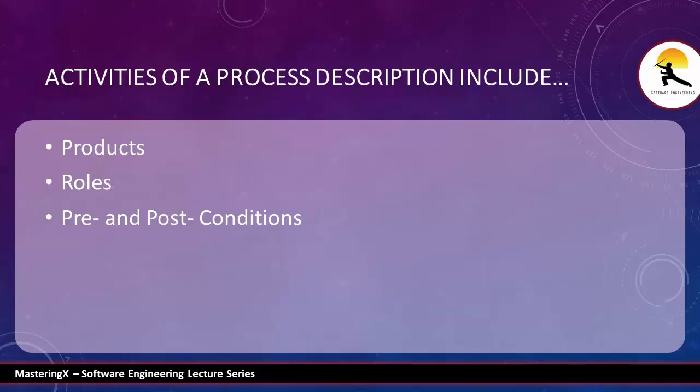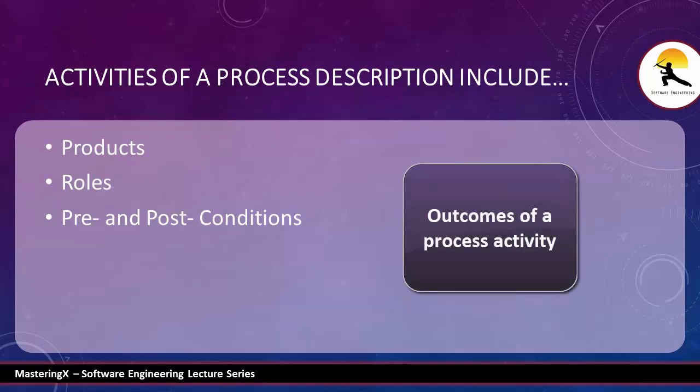We can all relate to what people do to develop software. However, when describing processes, it is also important to describe who is involved, what is produced, and conditions that influence the sequence of activities. So, the activities of a process description must include products, roles, pre and post conditions. The products or the deliverables are the outcomes of a process activity. For example, the outcome of the activity of architectural design may be a model of the software architecture.